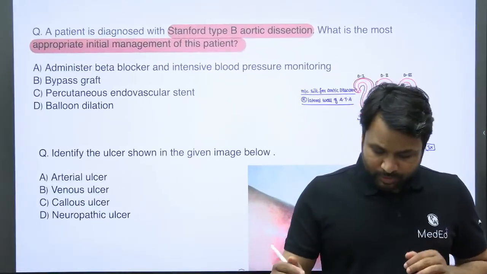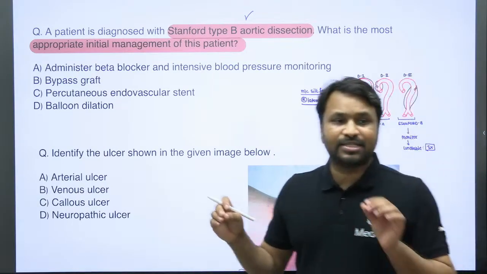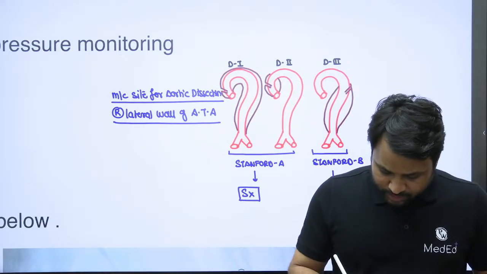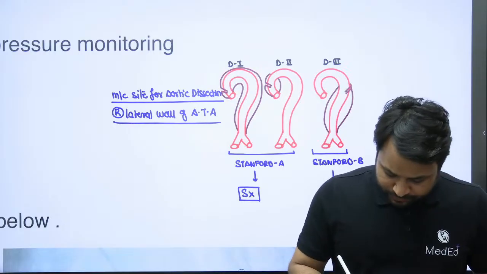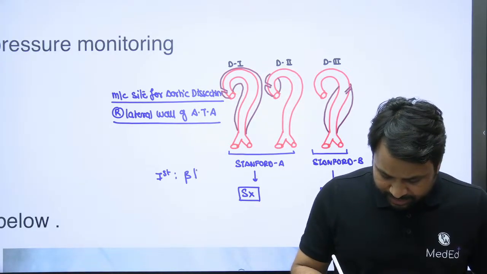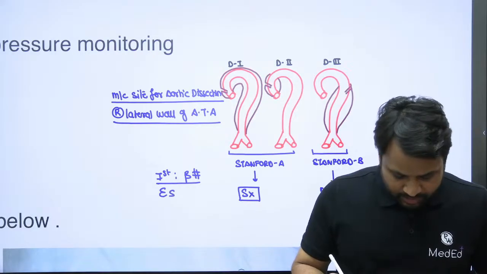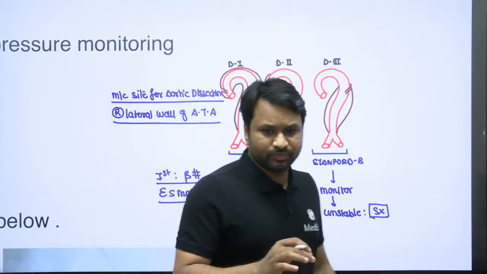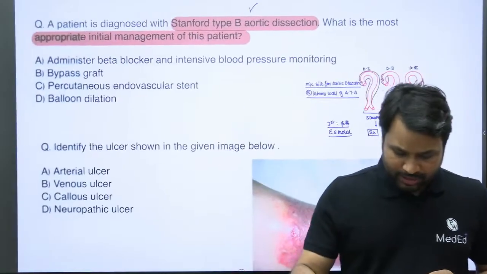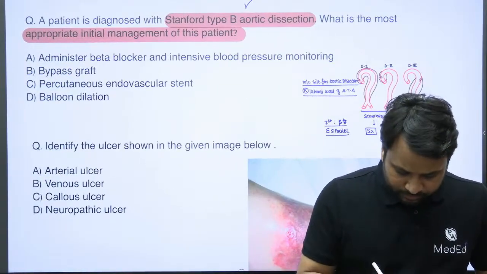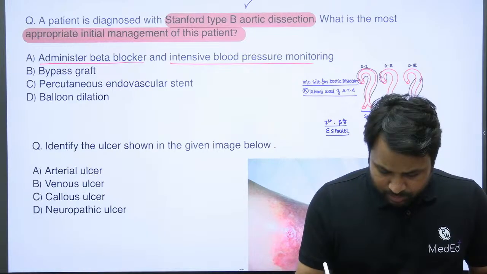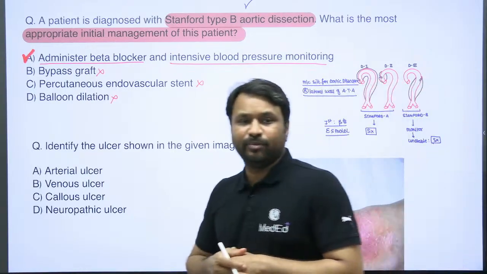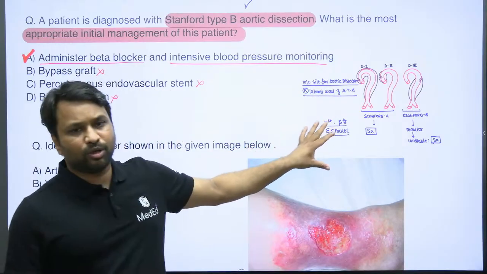Now the question is, what is the most appropriate management for Stanford B, if the patient is hemodynamically stable? Obviously for all patients, step number 1 for both Stanford A and Stanford B is to start the patient on cardioselective beta blockers. The first line management here will always be a cardioselective beta blocker, for example esmolol. What we try to attain here is a permissive hypotension to decrease the pressures. That is the first and foremost thing you have to do. So administer beta blocker is correct, and intensive blood pressure monitoring is good. Bypass is not required, stenting is not required, dilatation is not required. So the answer for Stanford B is conservative management: beta blocker and monitor your blood pressure.